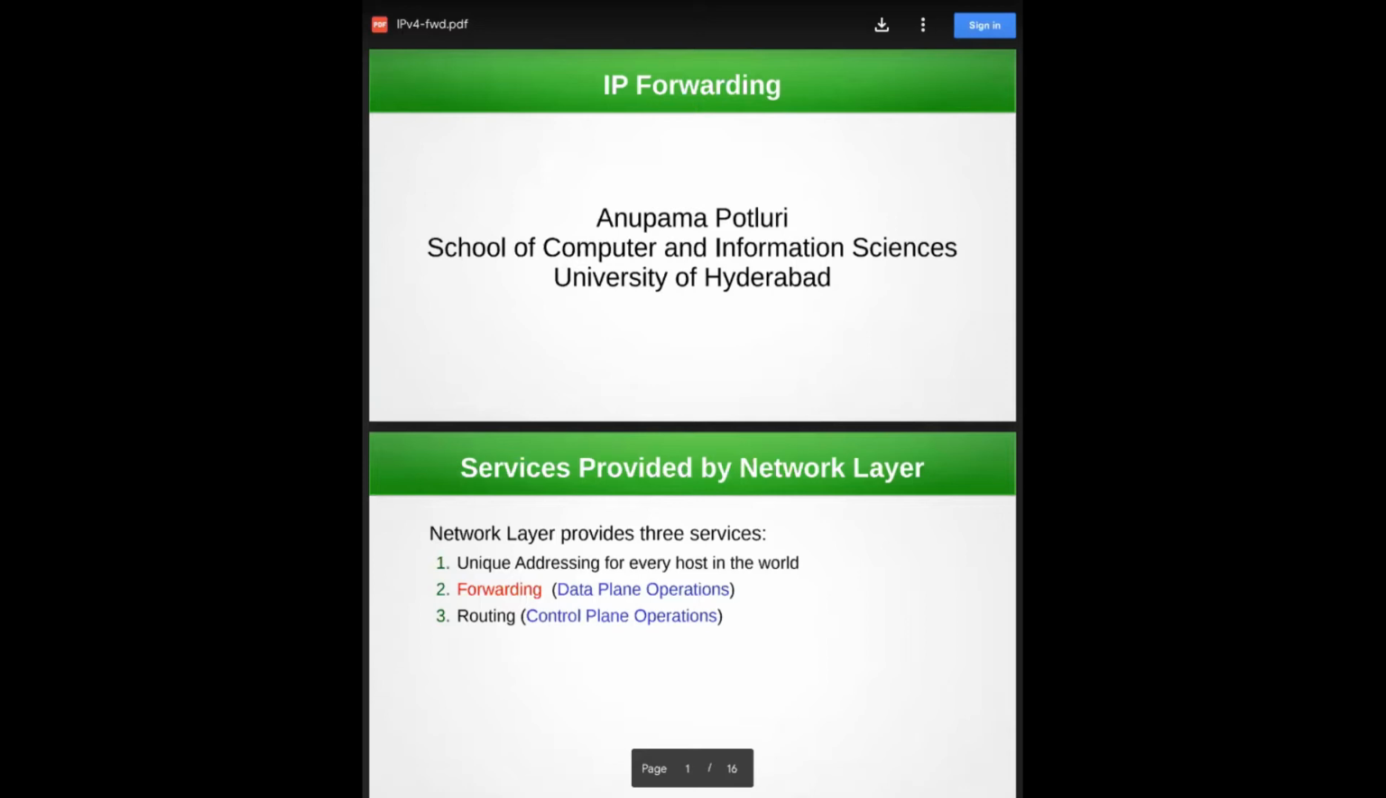So now we'll be talking about forwarding, which is, given the path is known, how do you send data from the source to the destination? So we'll take it step by step.